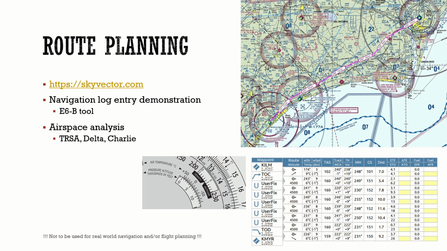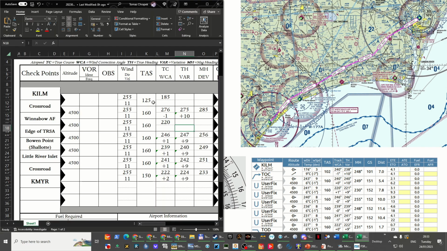Anyway, I wanted to show you how to make those navigation log entries. So I prepared a little demonstration on how to use the E6B tool. I pre-filled my flight plan, most of it, and I just left two rows to fill with you, so you can see how it's done.